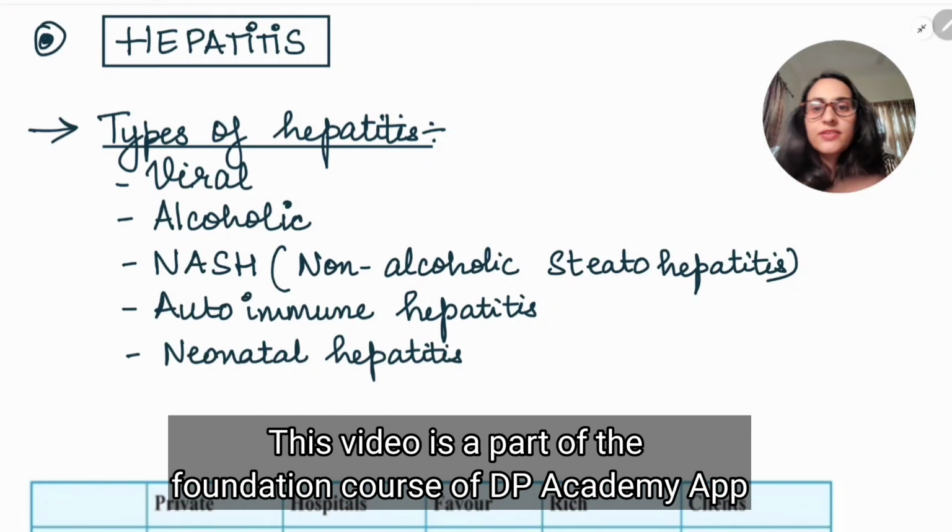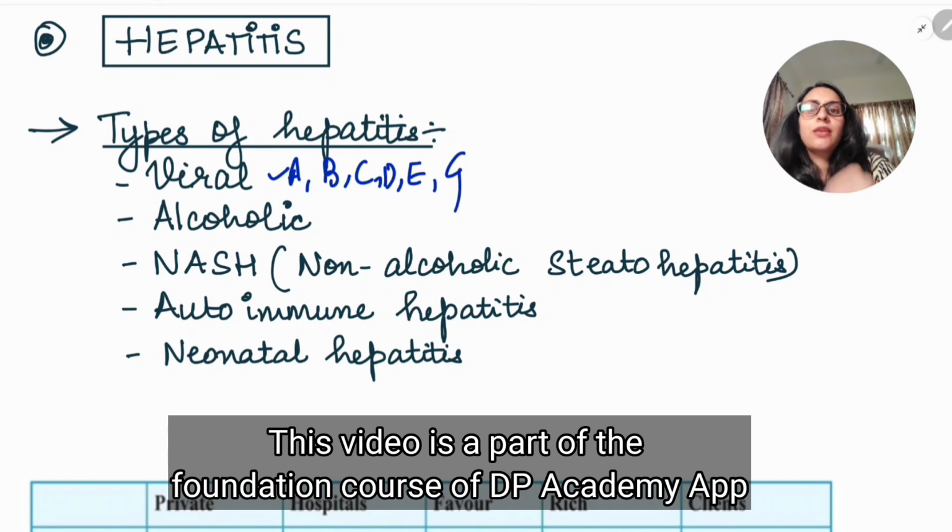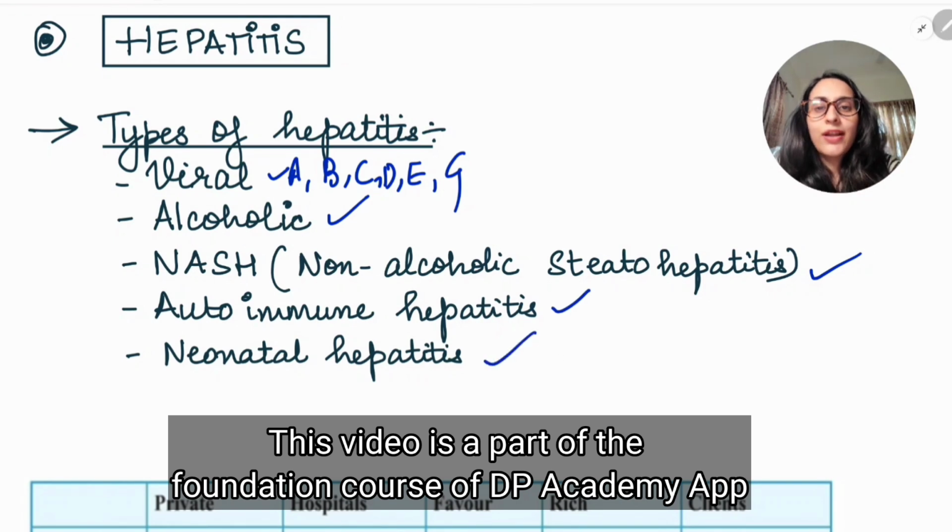The types of hepatitis include viral hepatitis, that is today's topic. So we'll be talking about all the types of viral hepatitis, starting from hepatitis A, B, C, D and E. And nowadays we also have a new type of hepatitis, that is hepatitis G. Hepatitis can also be caused by alcohol, that is alcoholic hepatitis, or non-alcoholic steatohepatitis. Hepatitis can also be autoimmune, and there can be neonatal hepatitis, where the child is born with hepatitis. So now this video lecture is all about viral hepatitis.